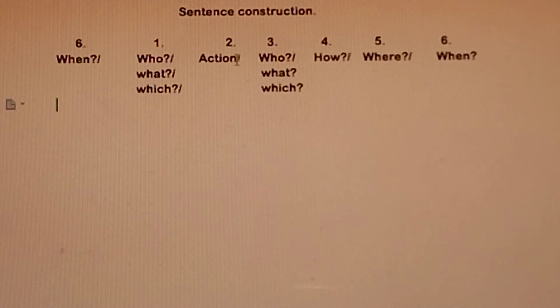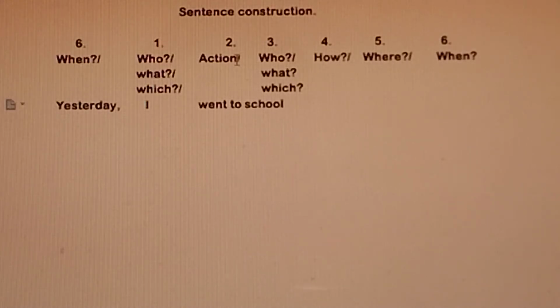Now let's give some examples of these and see if we can get them right. The first one is I went to school yesterday. So the first thing is either we put yesterday here. Yesterday. Who went to school? I. Did what? Went to school. Okay, yesterday I went to school.